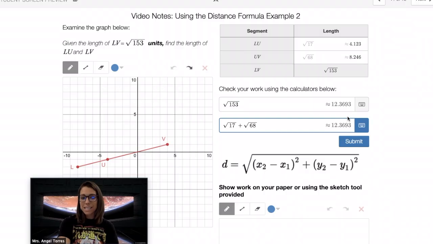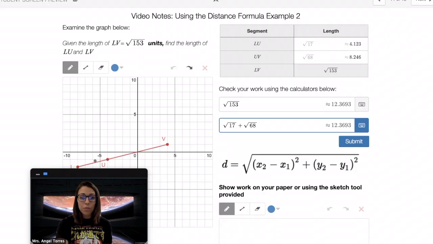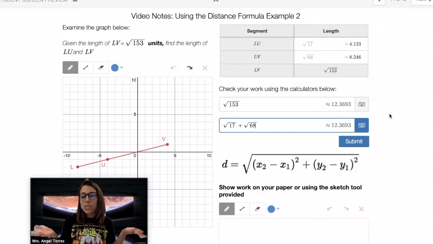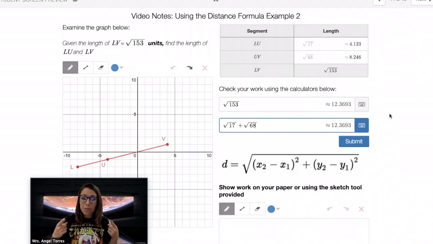They equal the exact same amount as the given total, which means we did find the correct lengths of LU and UV. They just happen to be irrational, and we haven't figured out how to work with irrational numbers enough yet.